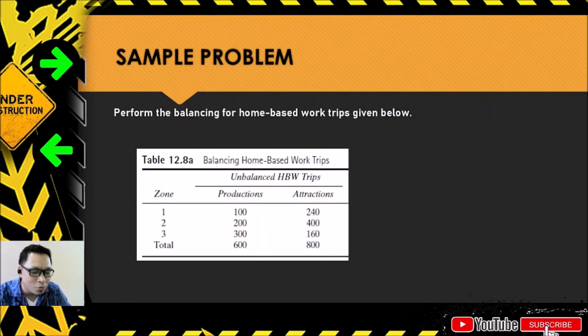So in order for us to balance a certain trip, let us have this sample problem, class, no? Okay, perform the balancing for home-based work trips given below. Okay, we are given the number of zones 1, 2, 3 and their number of productions and attractions. So this is what we call the unbalanced, because the total productions per zone are 100, 200, 300. All in all, we have 600. For attractions, 240, 400, 160, total is 800. So if you look at them, class, they are not balanced, no?